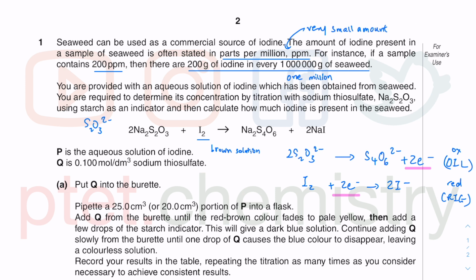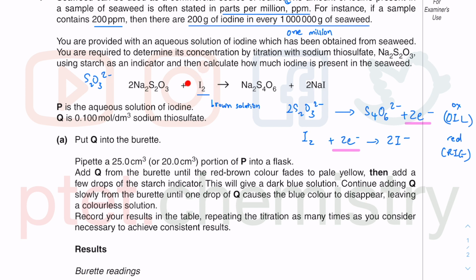Okay. So you're provided with an aqueous solution of iodine, which has been obtained from the seaweed. You need to determine the concentration of the iodine. When you get the concentration of the iodine in mole per dm cube, you can get it into gram per dm cube, and you can do comparisons of these masses relative to the mass of the seaweed to get the ppm calculation.